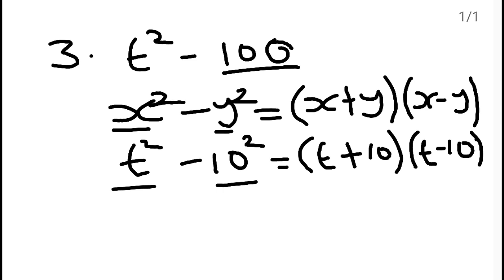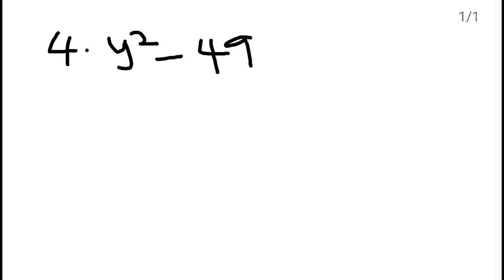So let us move to the fourth example. We shall do as many examples as possible so that we can get this very, very well. Let us go to example number 4. Number 4, still, we want to factorize y squared minus 49. I hope now you are getting how we are factorizing these differences of two squares.